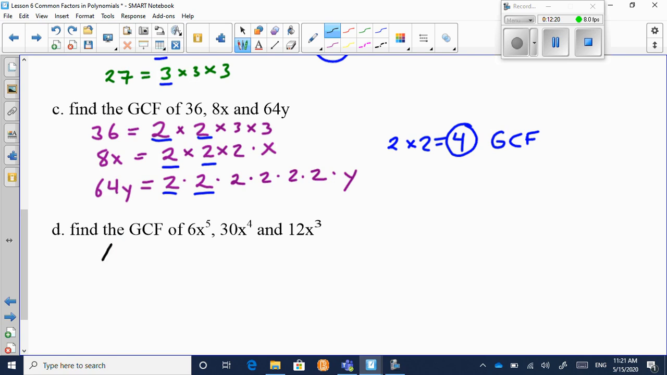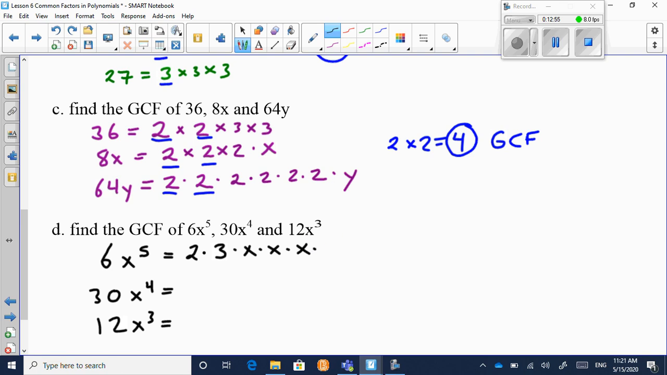So look at this. We've got 6x to the 5th. So we can have an x with an exponent on it, and then 30x to the 4th, and then 12x cubed. All right, here we go. Let's write them in their factored form. So 6 is going to be 2, and I'm going to use dots here again because I've used x's. So watch, it's 2 times 3. And then watch this. That x to the 5th is going to be times x times x times x times x times x. 5 of them.